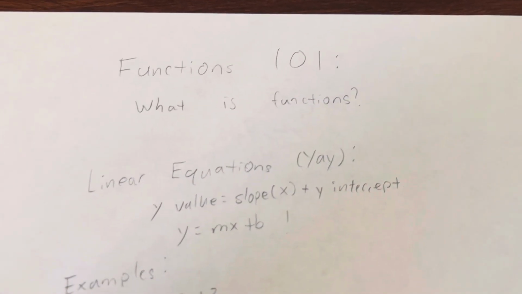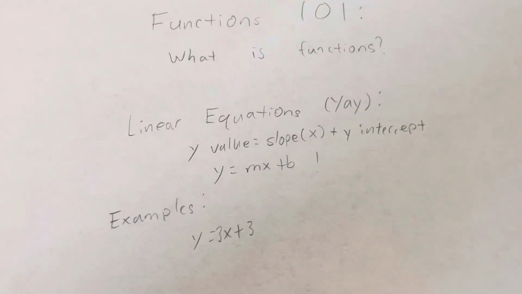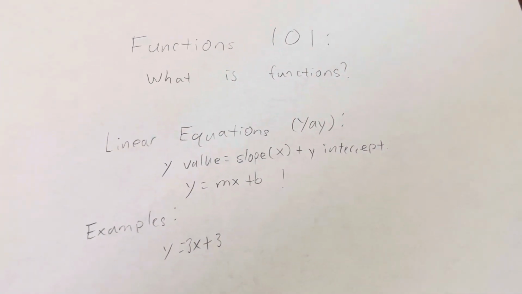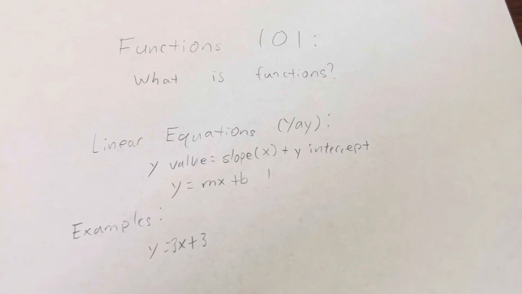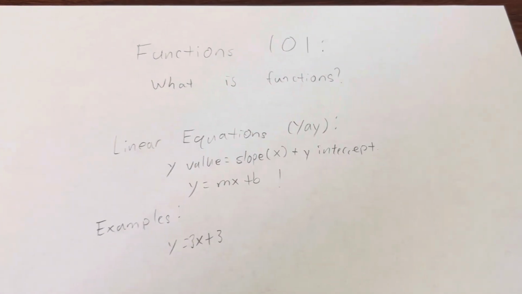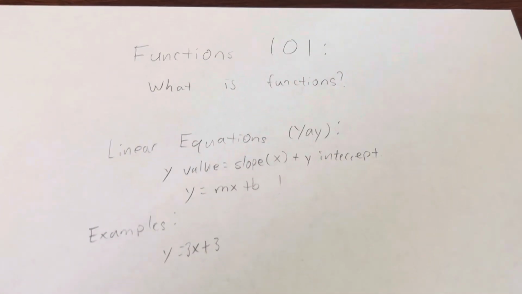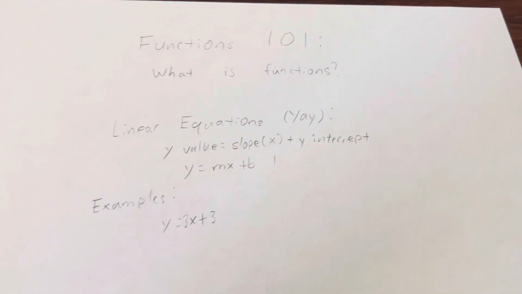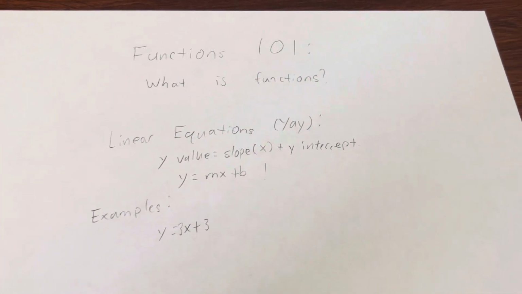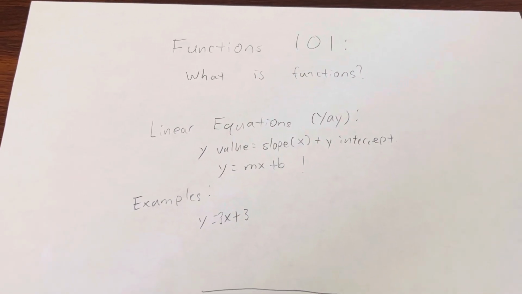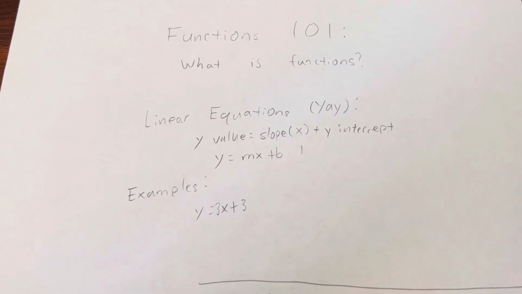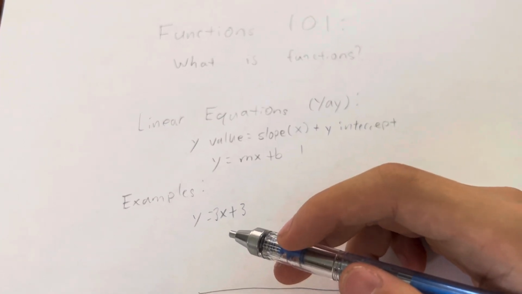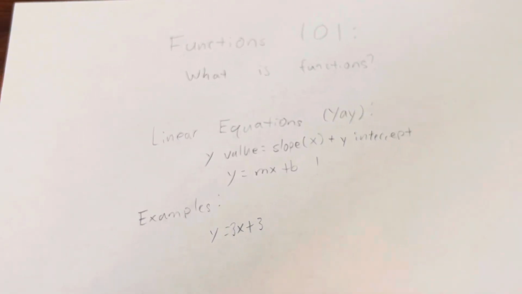But here's, for example, the linear equation. The y value is equal to the slope times the x value plus the y-intercept, but we don't want to say that every time. So it gets shortened down to y equals mx plus b. And so here I have an example: this is y equals 3x plus 3.